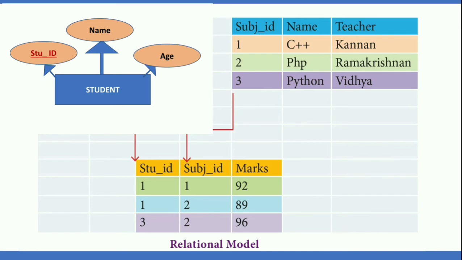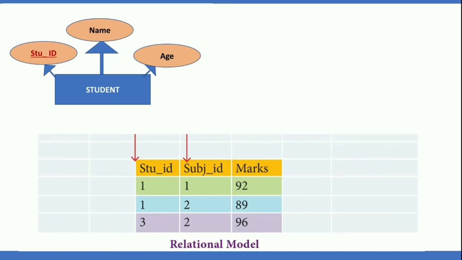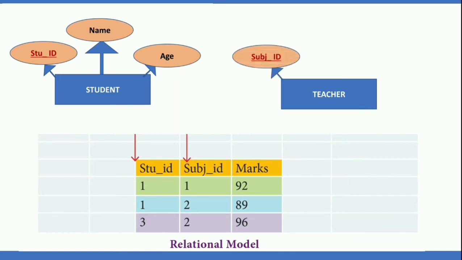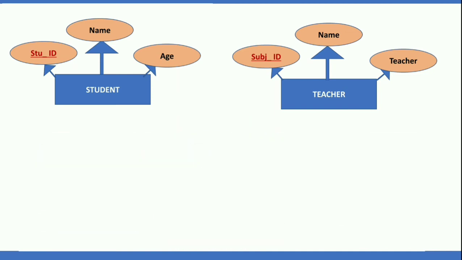Similarly, the second table: subject ID, name, teacher. Subject ID is set as the primary key. So you can convert this table also. The entity name is teacher. Since it is all about teacher details, I have given the entity name as teacher. And the first attribute is the key attribute, that is subject ID. Second attribute is name. Third attribute is teacher. And finally, the last table, we have two key attributes, subject ID and student ID. And the third attribute is mark. So let's convert this also.